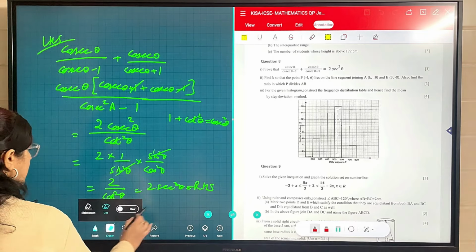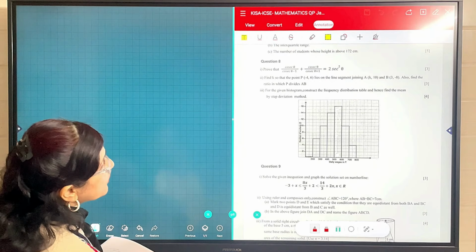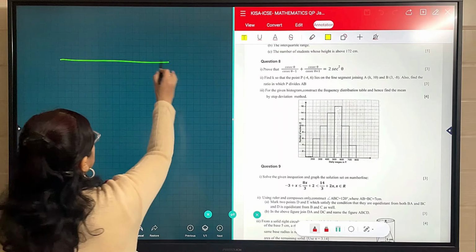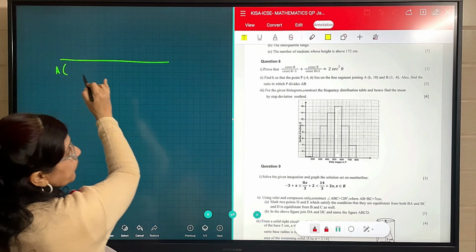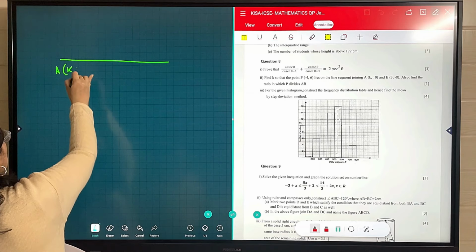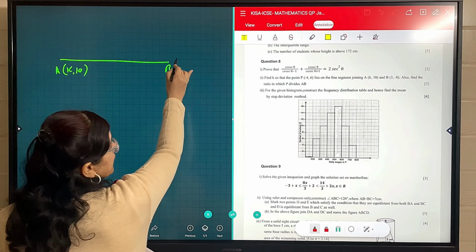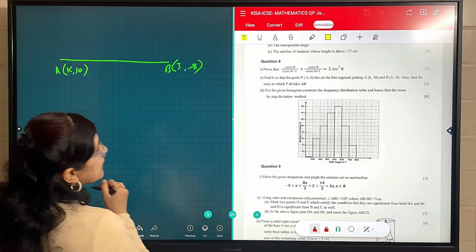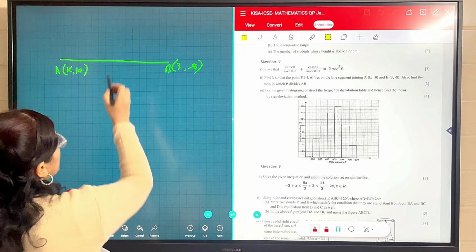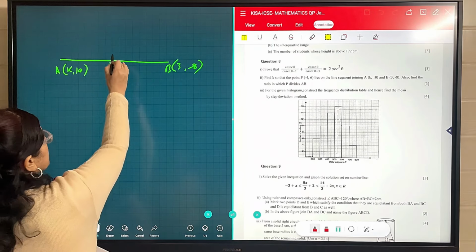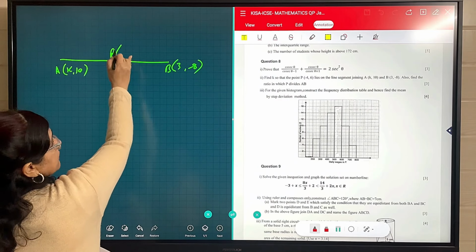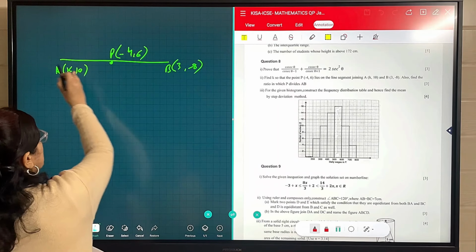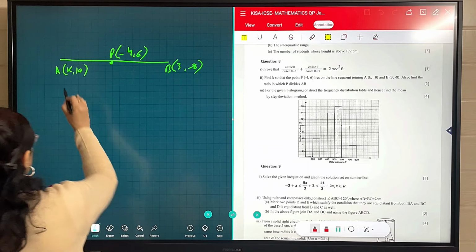Now coming to the second part. Find k so that point P lies on the line segment, and the line segment is given as AB. The coordinates for A are given as k comma 10, and for B it is given as 3 comma minus 8. Also find the ratio in which P divides AB, and the coordinates of this point P are given as minus 4 comma 6. As it is given in the question that all lie on the same line.